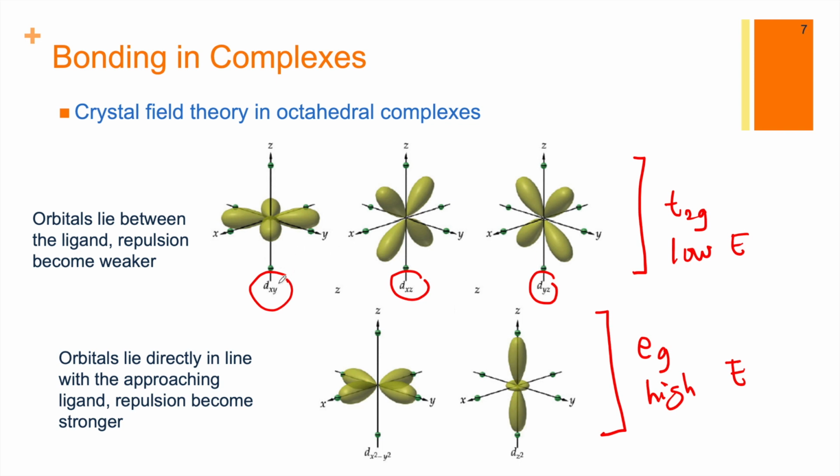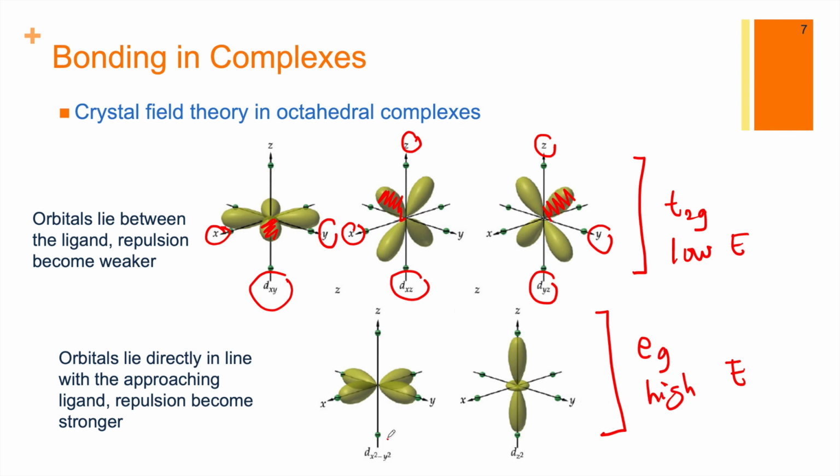As you can see here, the dxy orbitals lie between the x and also y axis, and that's why we call it dxy. And then we have dxz, where the orbitals lie between the x and also z axis. The same goes for the other orbitals. And then the dyz orbitals lie between the z and also y axis. So what happened here? All these 3 orbitals are having weaker repulsion.